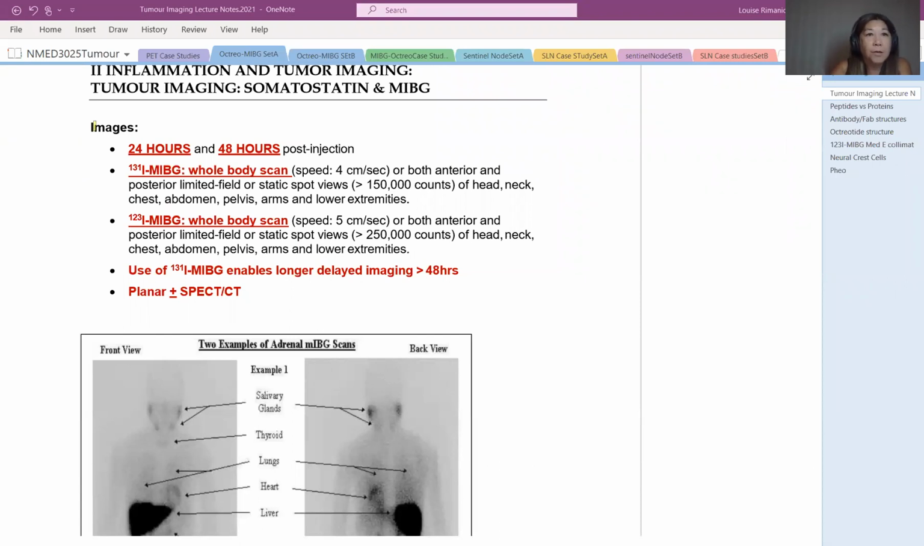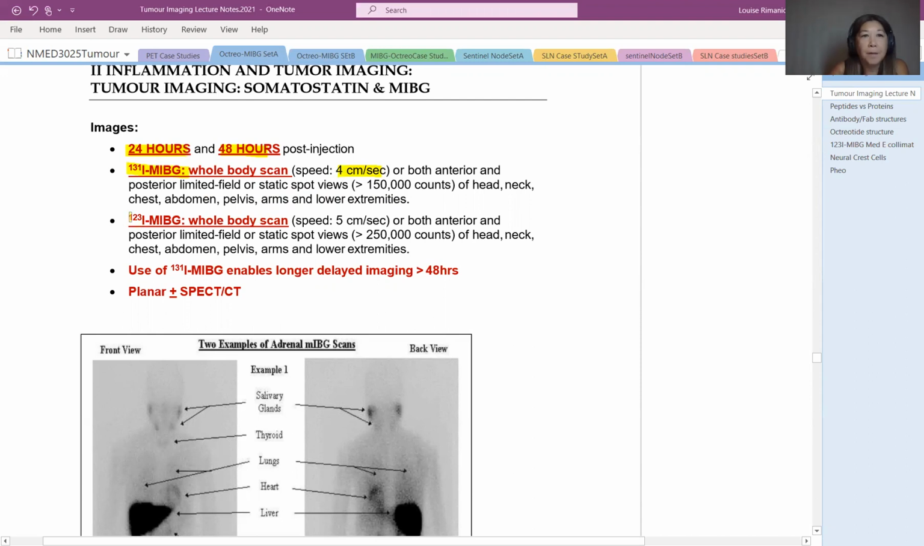Okay, so moving on to the imaging. Imaging should be done routinely at 24 and 48 hours post-injection. If you're using I-131, the whole body scan speed is 4 centimeters per second, which is very slow because we don't inject a lot of activity. Or you can do anterior, posterior, limited field or static spot views: head, neck, chest, abdomen, pelvis, arms, lower extremities.